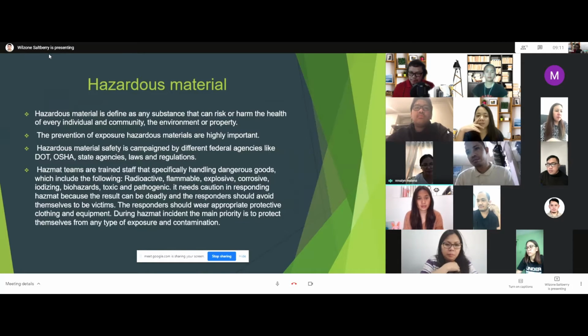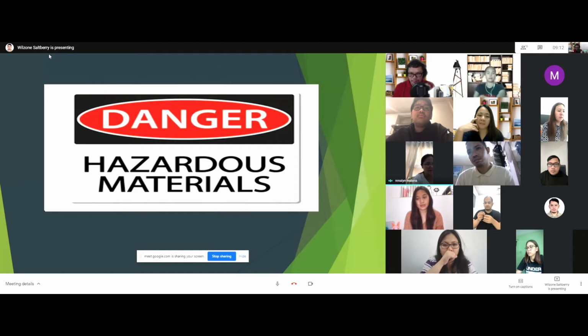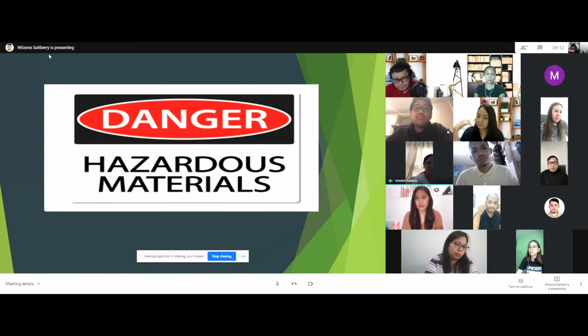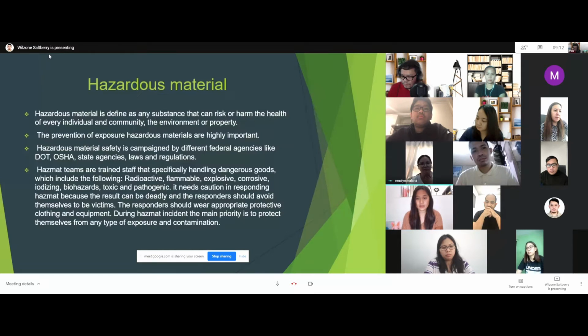In this photo, this is a danger sign that can be seen on a vehicle transporting hazardous materials. We can usually see this in any vehicle transporting any type of hazardous materials like flammable liquids or solids, corrosive, and explosive.